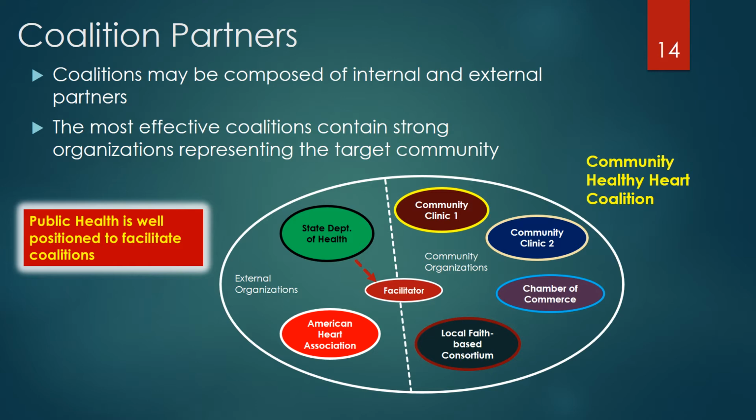As mentioned previously, coalitions don't just happen. Someone needs to take the lead to form and facilitate them. This is often the role for public health leaders. Public health is often considered a neutral party, especially when there's competition between coalition members. Let's assume, in this hypothetical example, between Clinic 1 and Clinic 2. This neutral status is essential for effective facilitation of multiple partners.